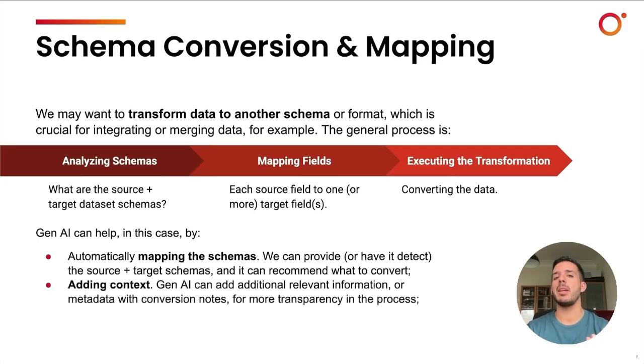Or for example, adding context, right? GenAI can add additional relevant information or metadata with conversion notes, for example, for more transparency in the process. That is, if we provide backup information, and tell it why we need to transform this specific dataset with that additional information, then GenAI can make a more informed estimate of what is the source schema and the target schema and what is the recommended mapping. The more information that it has in terms of context, the better job that it's going to do, as for many other tasks involving GenAI.